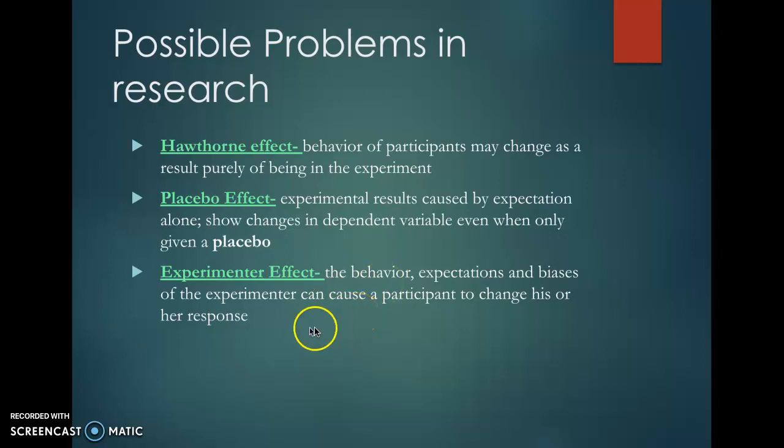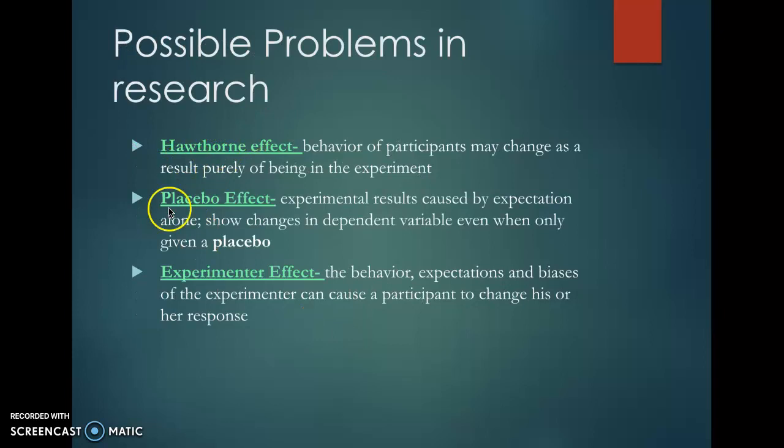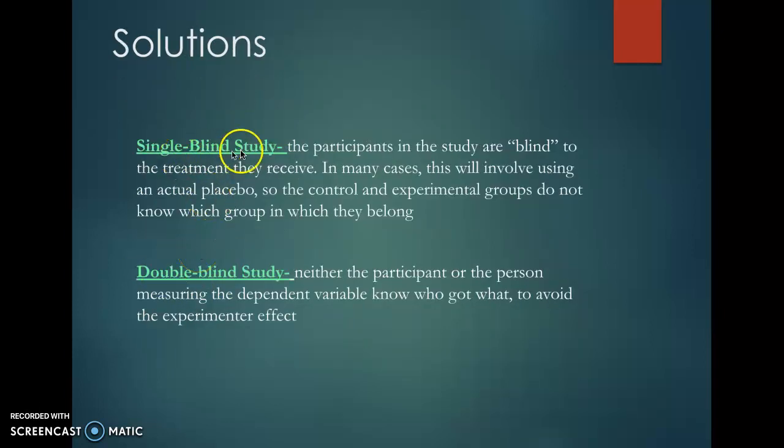So the way that the experimenter, the scientist, behaves can impact your interpretation of the entire study. A way to get rid of some of these things, Hawthorne, placebo, experimenter, is with single blind or double blind studies. The best thing is always the double blind.